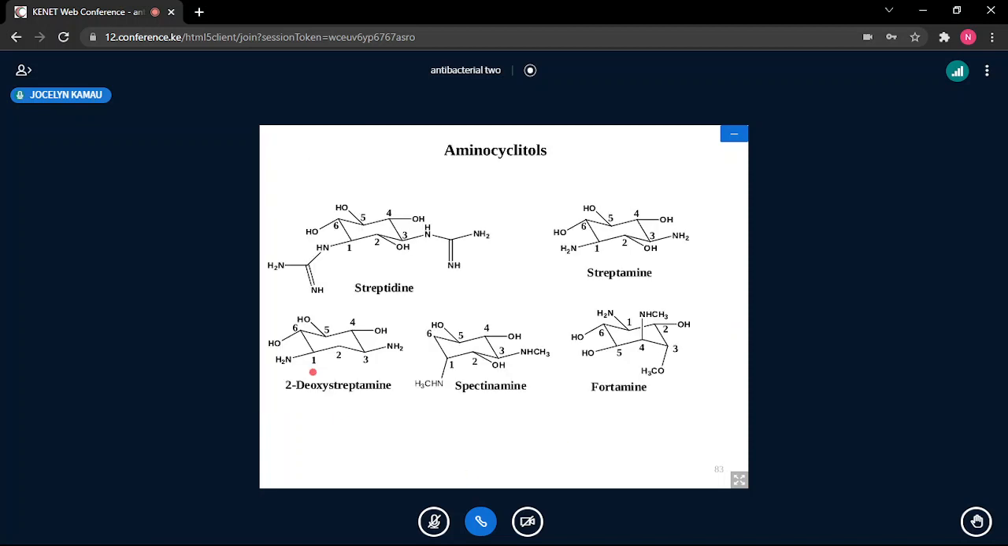Let me show you the structures. We are looking at this and we are saying this is the streptidine, the aminocyclitol or the inositol. That is the streptidine, and this is what is found in streptomycin. If you look at it, position 1, carbon, position 2, carbon, position 3, carbon, position 4, carbon, position 5, carbon. So you can see these are cyclohexanes.